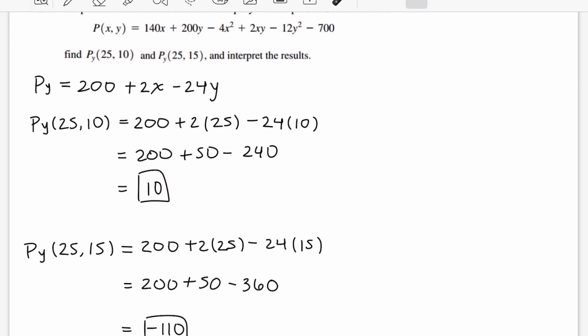And on the other hand, we found that at a production level of 15 competition boards here, increasing the production of our competition boards by 1 unit and holding the production of the standard boards fixed at 25 here will actually decrease our profit by approximately $110 here. Okay? So we are talking about dollars here.